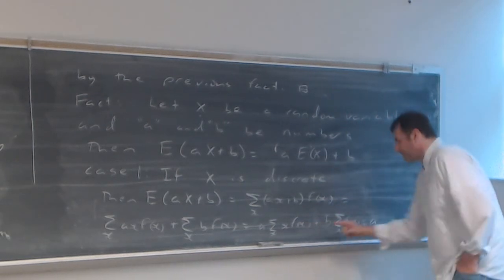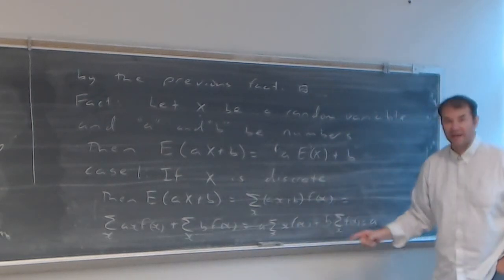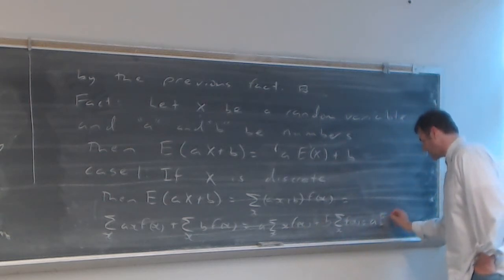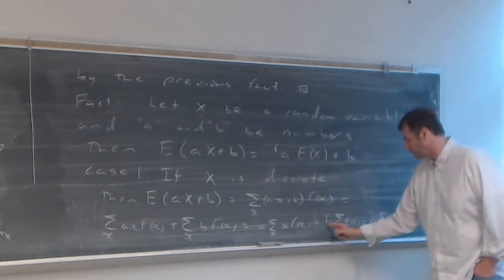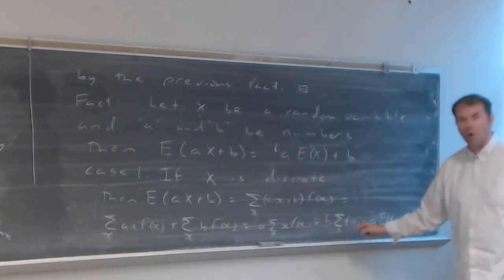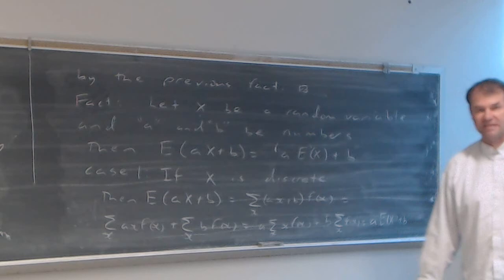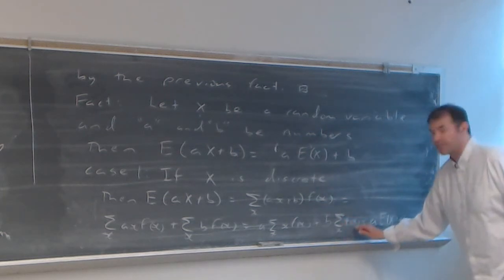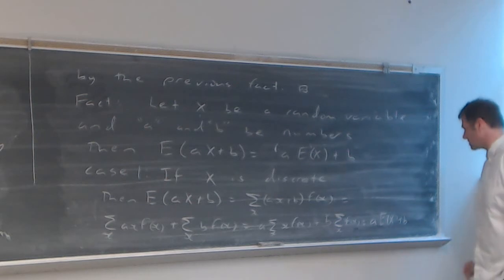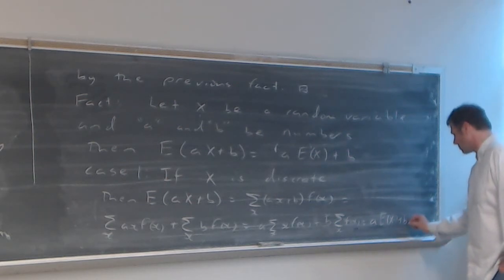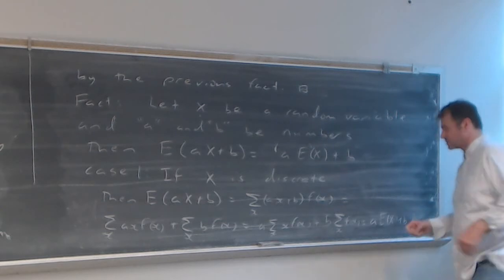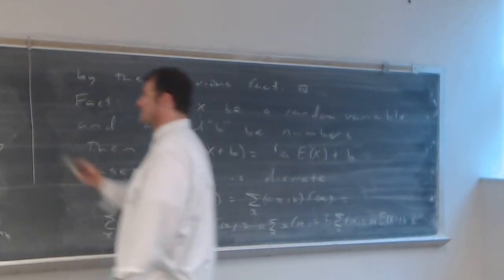A is A. The sum over all X values of X times f of X is nothing more than the expected value of X. That's its definition for a discrete random variable. This is B. And the sum over all X values that big X can take on of f of X, well, by property of the PMF, that's equal to 1. So 1 times B is just B. I'll leave it at that. So that concludes the proof in this case.